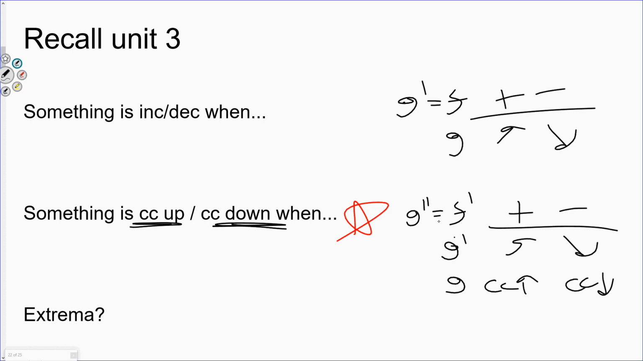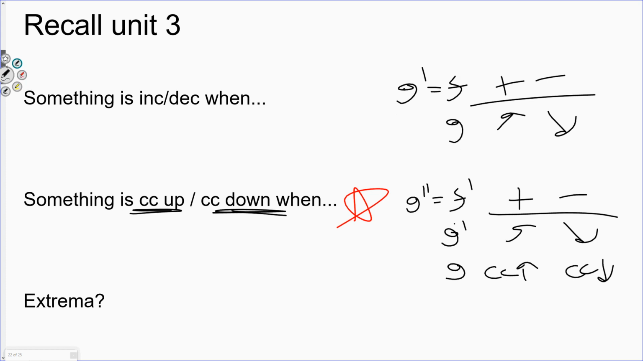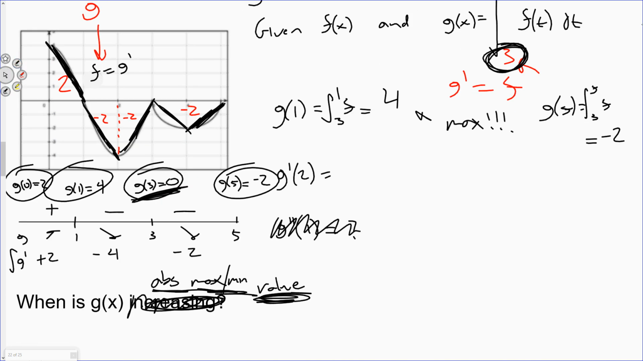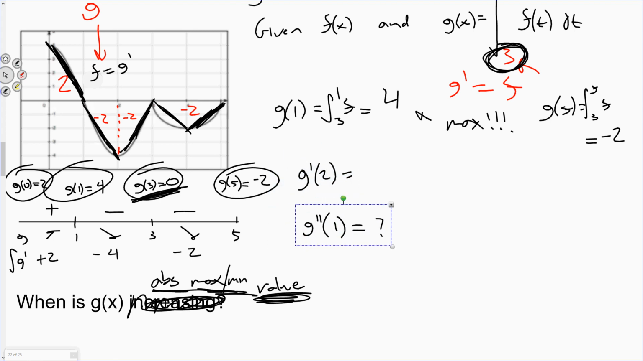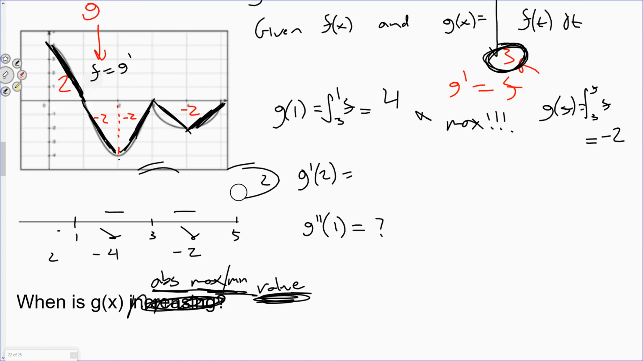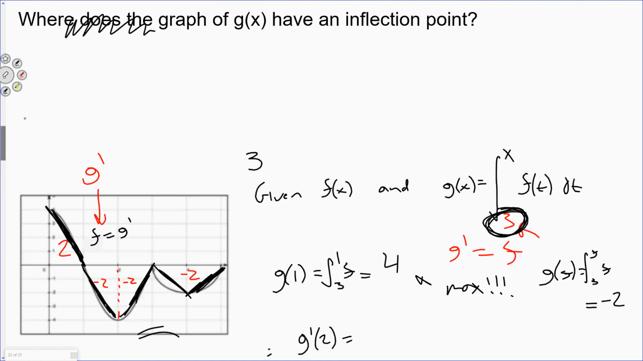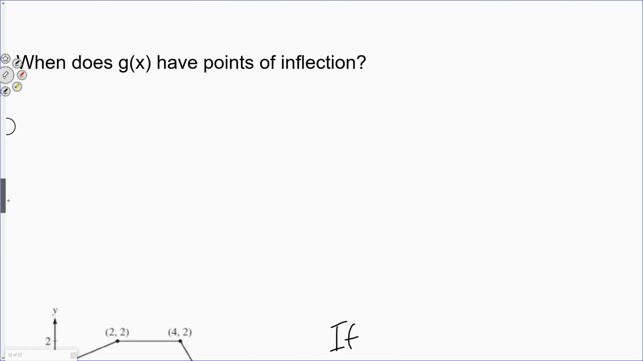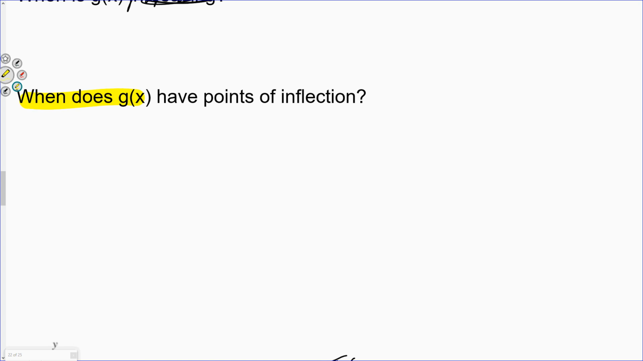Okay? So, going back to this question, I'm going to ask you, what is G prime of 2 and G double prime of 1? I've already done all of the good sign analysis. Let's just forget about this. It's all beautiful. But now tell me G prime of 2, G double prime of 1, and then when does G have a point of inflection? All great questions that we haven't seen in a while, but they never went away.